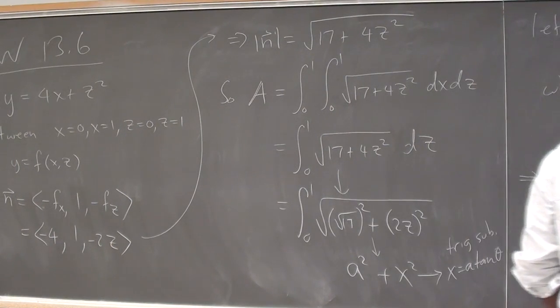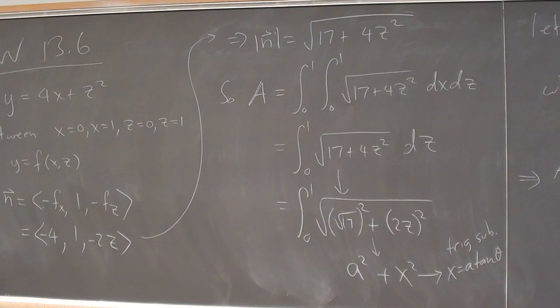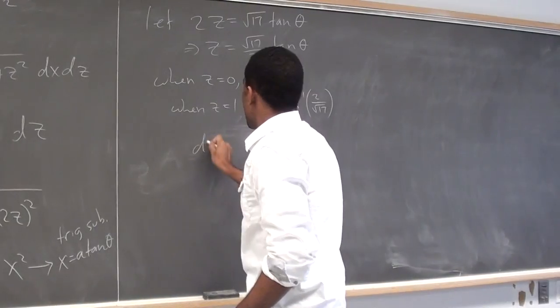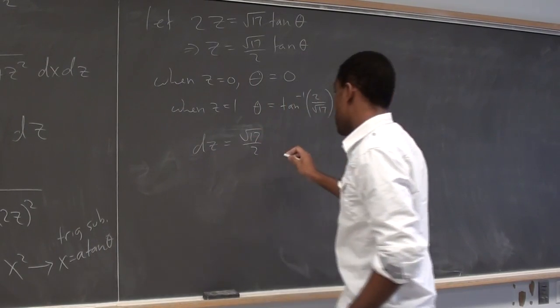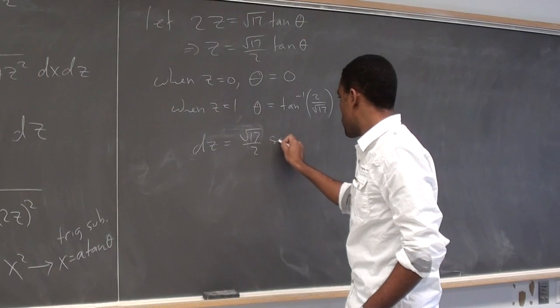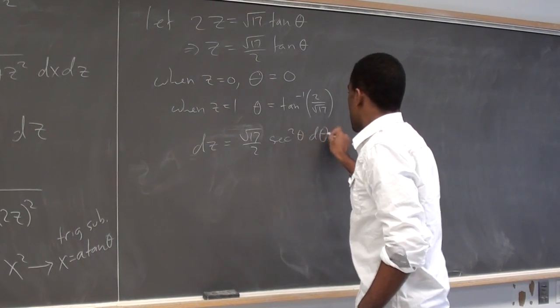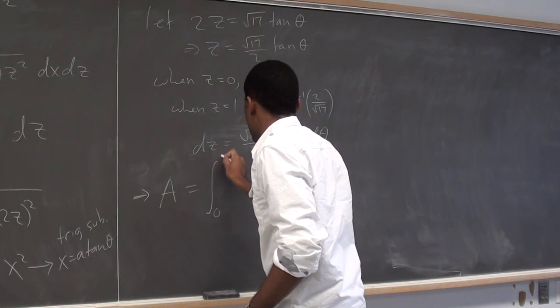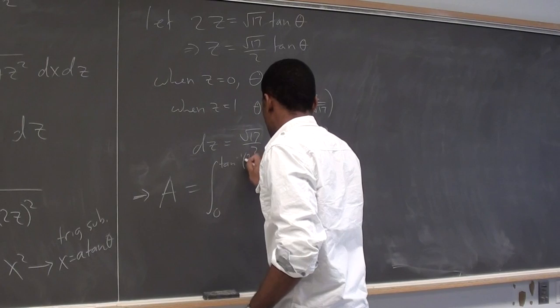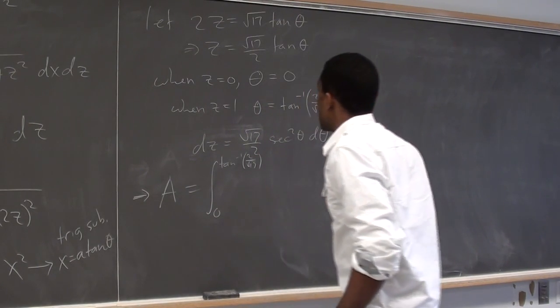Okay, and this guy will become what? Wait, we need our d theta. Right, we need our d theta. Forgot to write that down. dz would be equal to radical 17 over 2. Derivative of tangent is? Secant squared. Now I can write down the area. So my area is going to be equal to the integral from 0 to tangent inverse of 2 over radical 17.